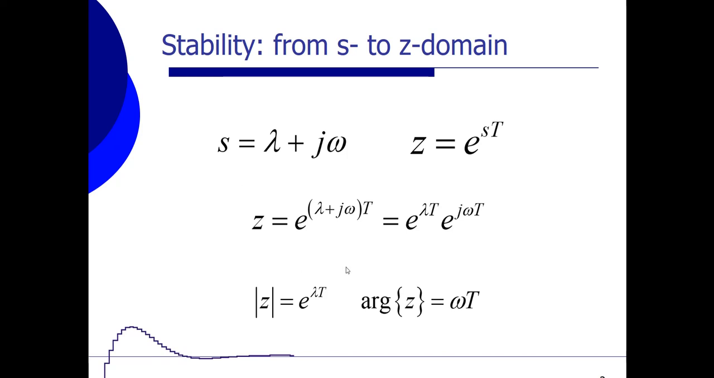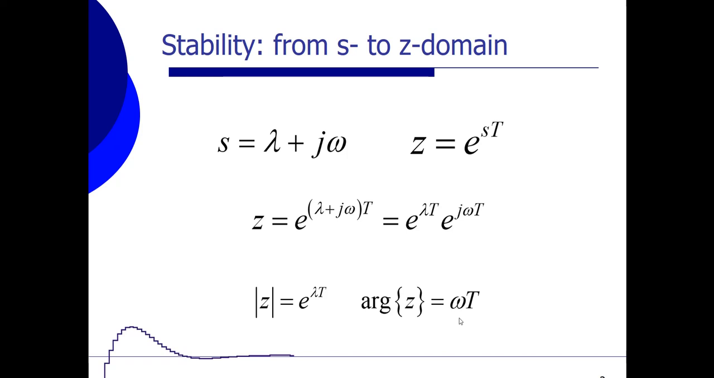When we fill in that lambda is 0 in this expression, we see that the amplitude equals 1, because e to the power 0 times T equals 1. So the border of stability in the S domain, the imaginary axis, is transformed to the Z domain in a way that my amplitude becomes 1 and my phase is still the same, omega times T. So I'm looking at a figure in which the amplitude is always 1 and the argument, or the phase, keeps on increasing when omega increases.